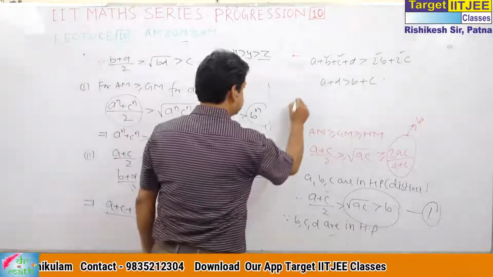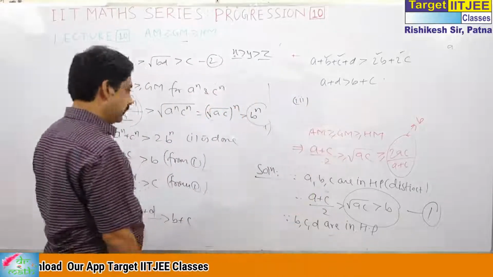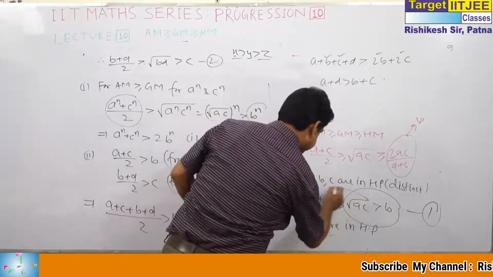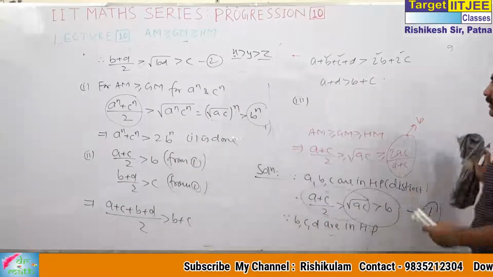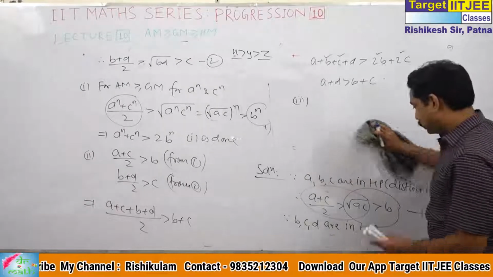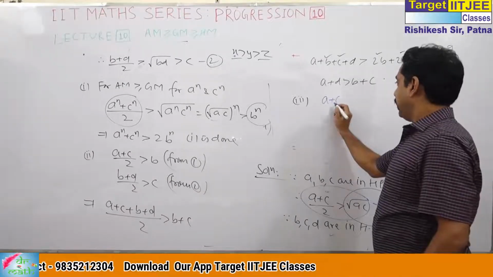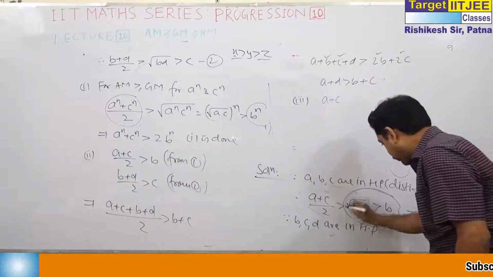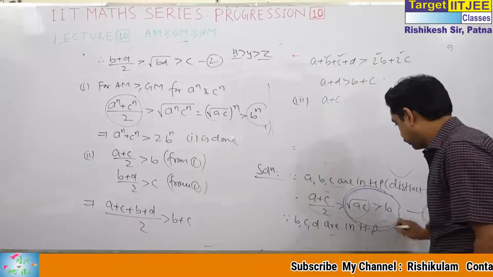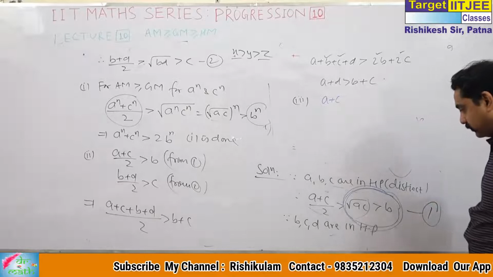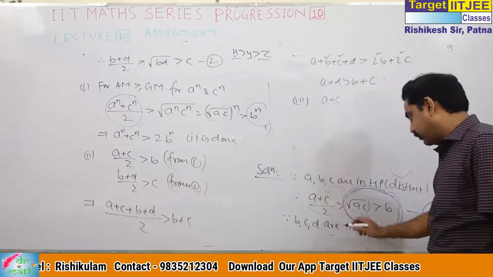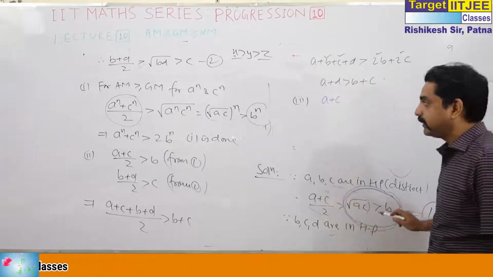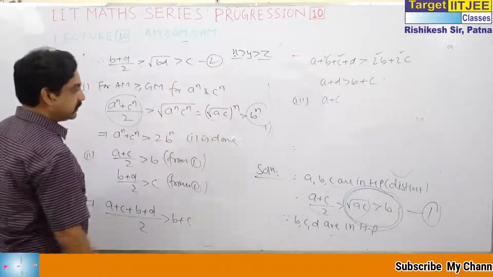And likewise third. For third we will consider this one. Let me erase. For first we have considered what? For first I consider a plus c by 2 greater than b and b plus d by 2 greater than c.